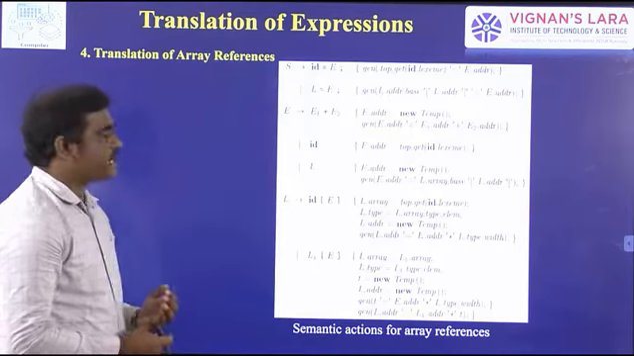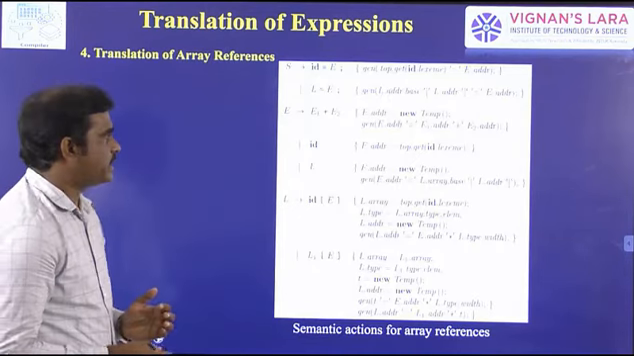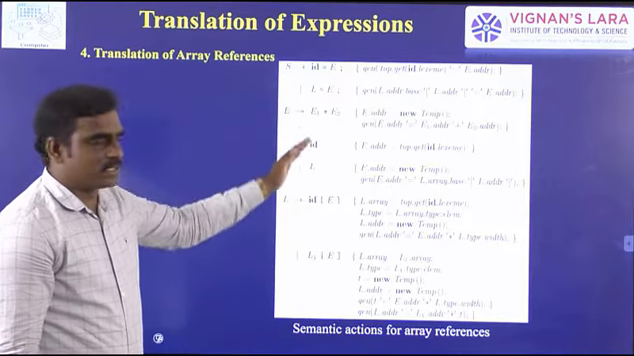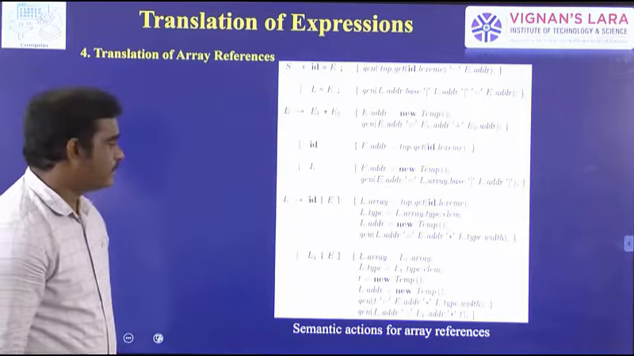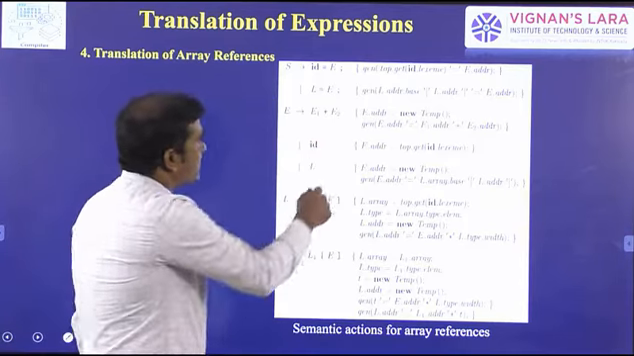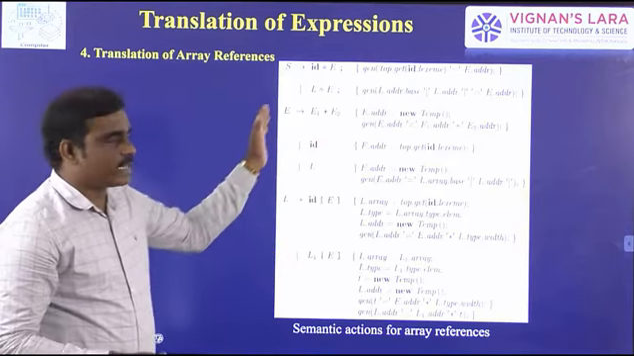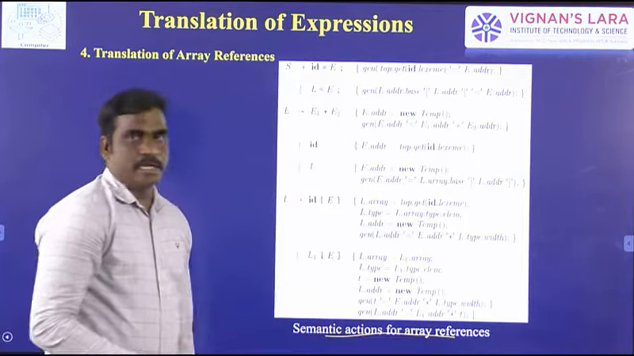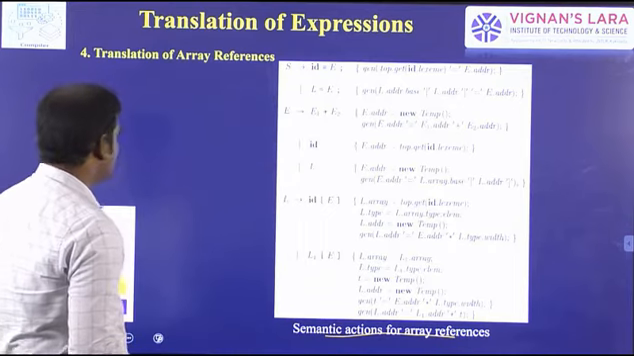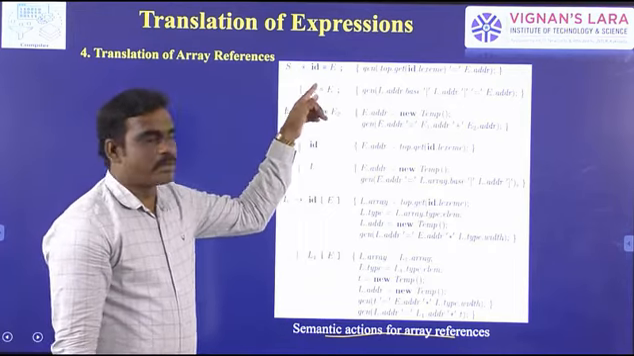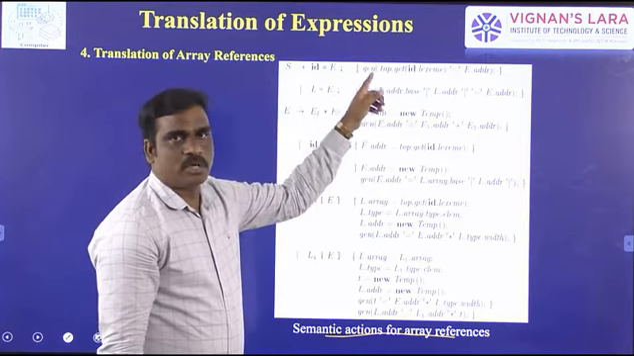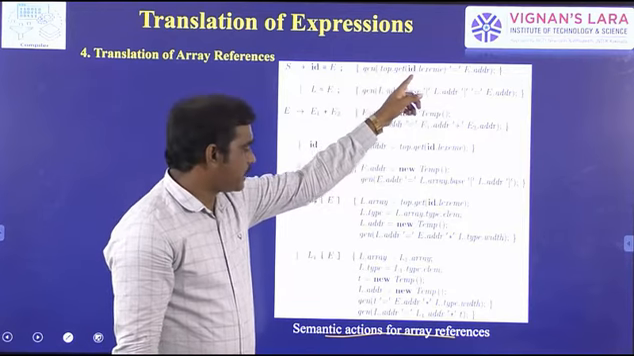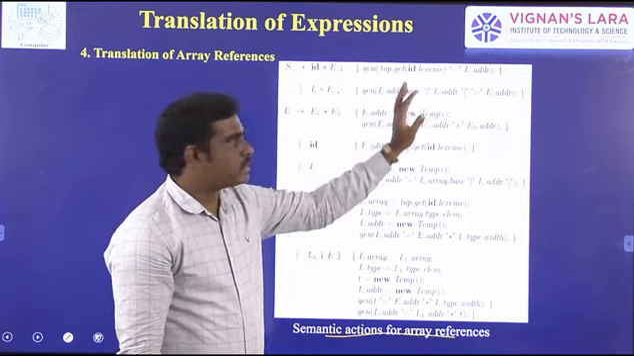The last one is the translation of array references. These are the same productions, and by using these productions you can write the semantic rules. These are the semantic actions for array references. Take the first one, S → id = L. Generate top.get of id.lexeme, which retrieves the id.lexeme value, equal to E.address.